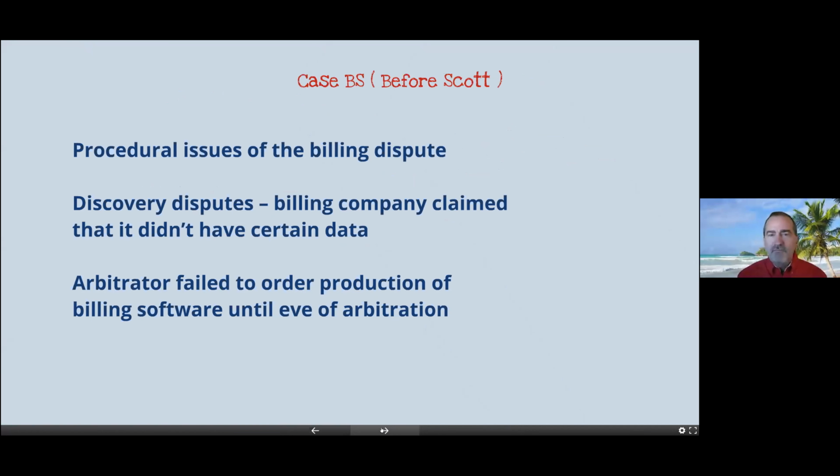So the case, BS, that'd be before Scott. This was an interesting case because I ended up as a special master in this case. I was originally hired by an arbitrator to work out and give him data about the case because they were all arguing that there must be more data, there must be more reports. And of course, the billing company said, no, there's nothing else there.